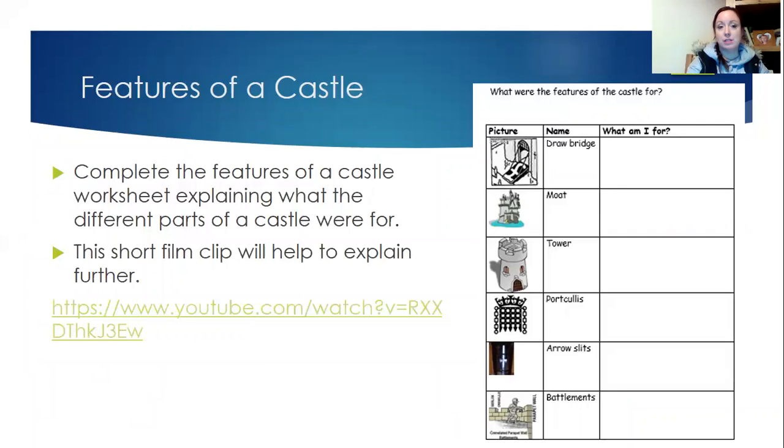The second activity is then thinking about those features of the castle, to complete a worksheet explaining what the different parts were for. And there is a short film clip that might help you along with the information that we've just read. There is a link for that film clip here on YouTube to explain what the different parts are for.